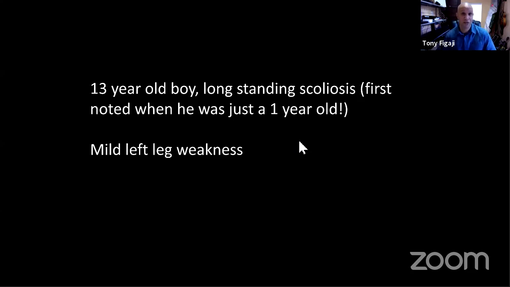And the interesting thing is when you speak to the parents, they first took it to a practitioner when he was just a year old, and they'd noticed a slight abnormality of the curve of his spine. They were reassured. They were told there was nothing wrong. And over time, he developed progressive scoliosis that they sat on until he developed a little bit of leg weakness.